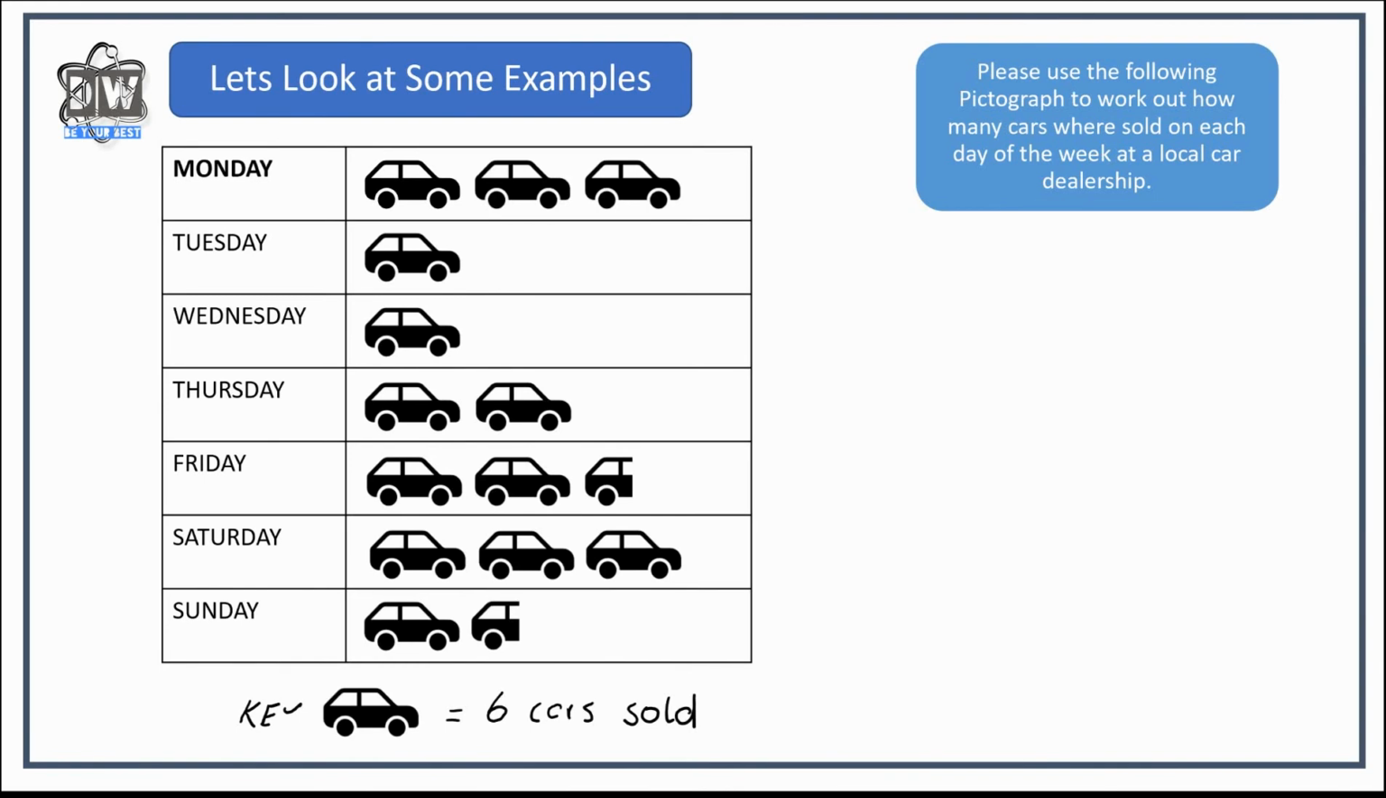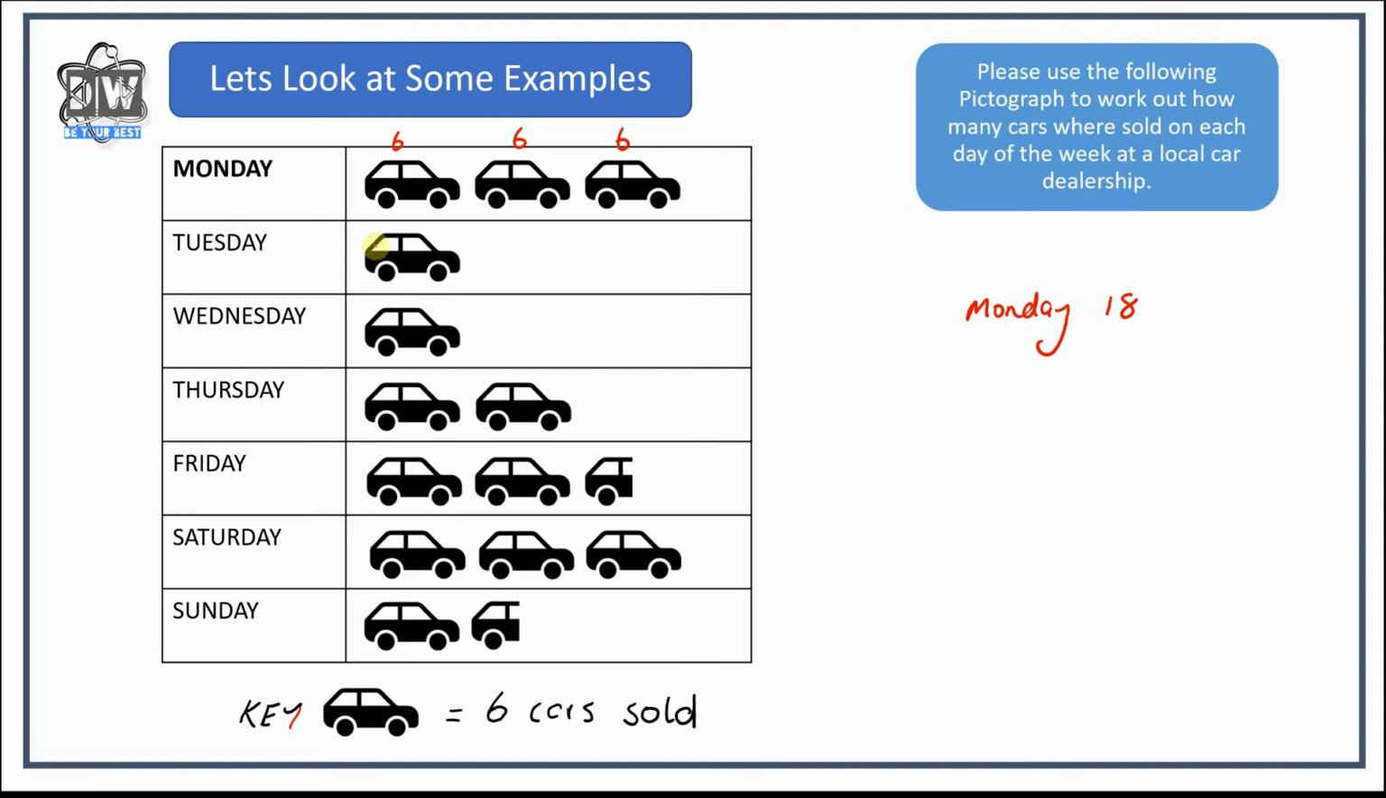So here we go. Now, this one, the key is each car represents 6 cars sold. So very simply, I want you to pause the video now, give this a go, come back and see if you got it correct. Okay, so let's have a little go. So I can see that each one's worth 6. So if I write 6, 6, and 6, and we add them all together, on Monday, we would have 6 plus 6 plus 6, which gives us 18. So Monday, we've got 18.